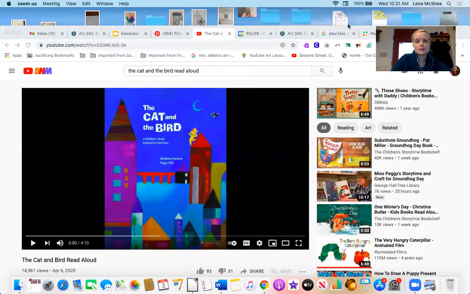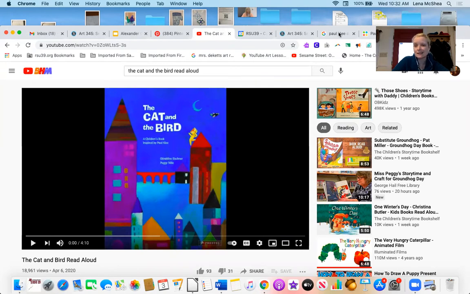Today we're going to learn about Paul Klee and the type of art that he makes. I'm just going to show you a couple of pictures. One is the cover of a book that he makes, and another is a picture of his art. So I'm just going to share my screen with you. This is the cover of his book, The Cat and the Bird. If we look at these buildings, they're very tall and thin. They're rectangles with triangles on the top, and they're very colorful.